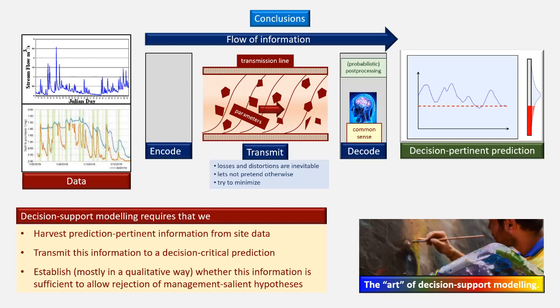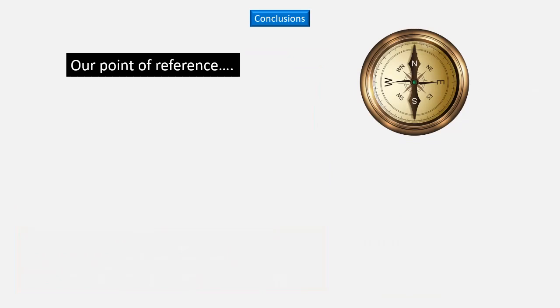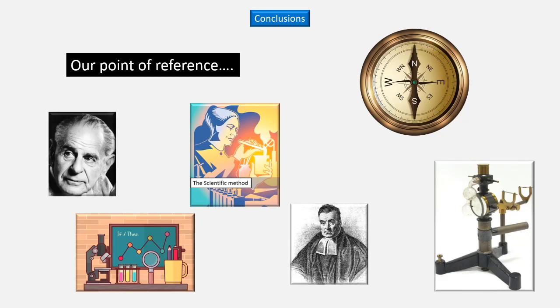How we do this? It's subjective. It is an art, but it's also science. And that's the thing. What I've tried to say through these two videos is that our job of information harvesting and transfer will be subjective. It will require skill, but we do have a point of reference. And that point of reference is the scientific method.